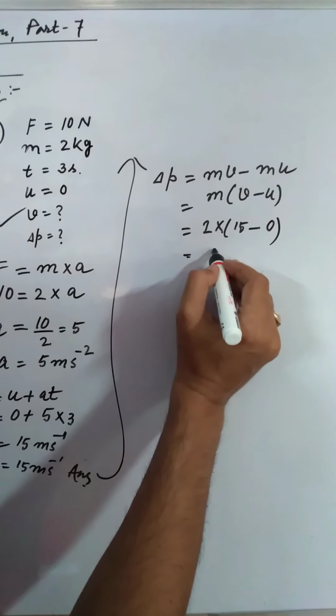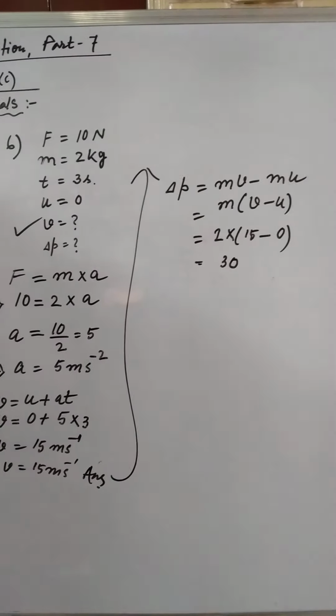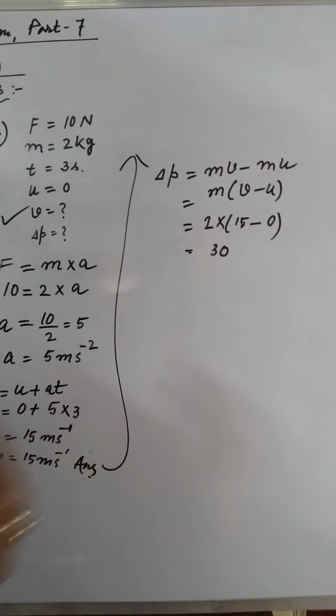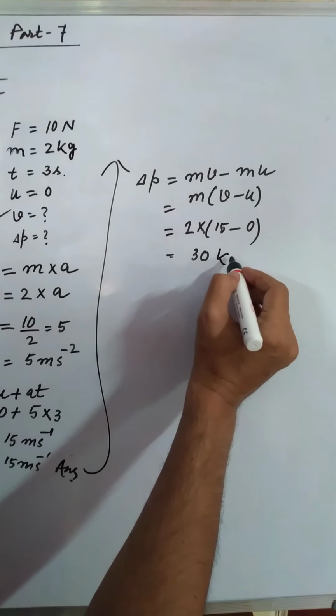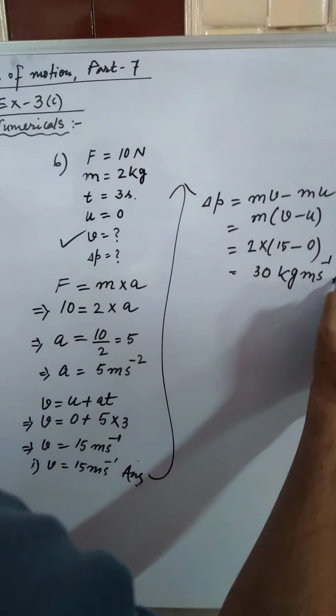So 2 into 15, 30. So what is the change in the momentum of the body? That is 30. What is the unit of momentum? 30 kilogram meter per second.